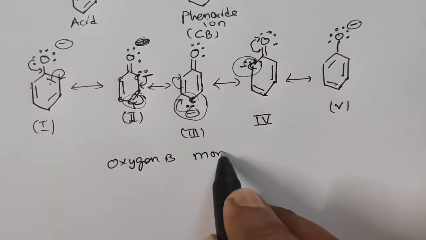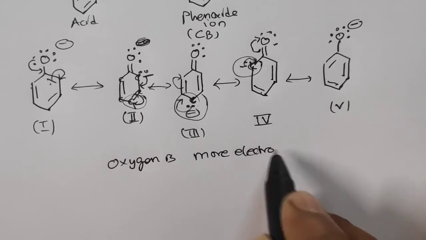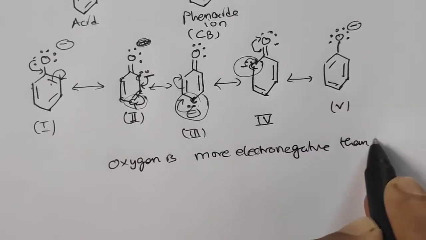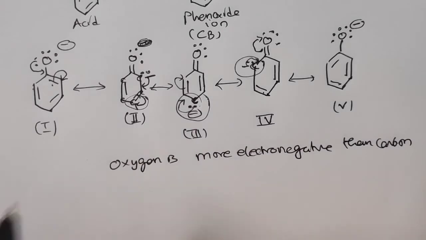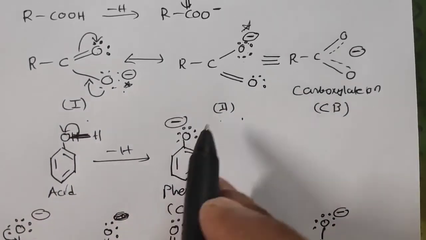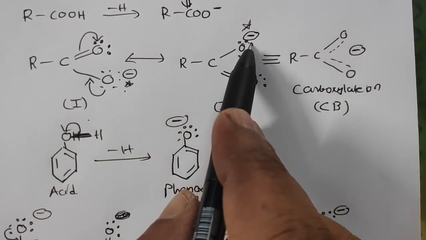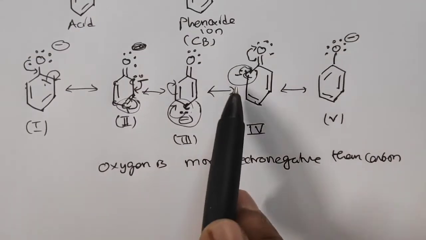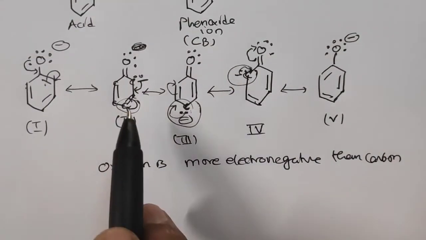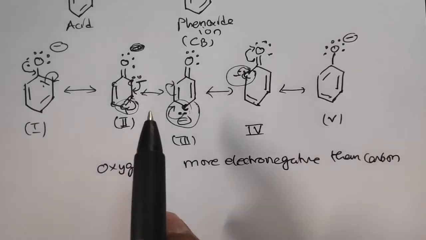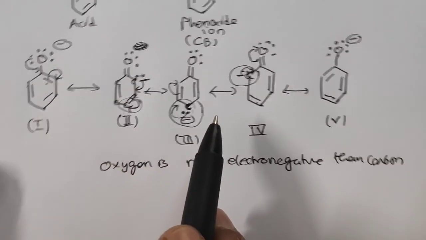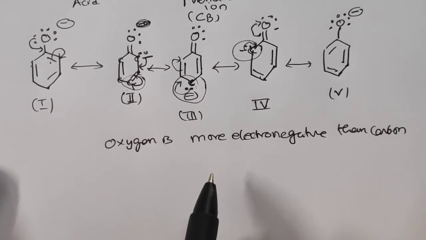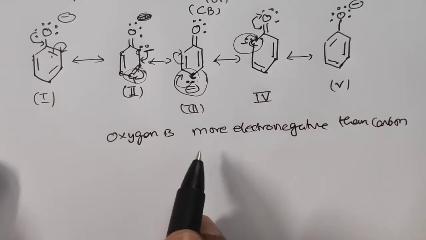So if you see, the negative charge is delocalized on this carbon, and we know oxygen is more electronegative than carbon, right? And we saw in the carboxylate ion the negative charge is on oxygen, and in this case the negative charge is on the carbon. So the reason is that in the conjugate base the negative charge is on the less electronegative atom.